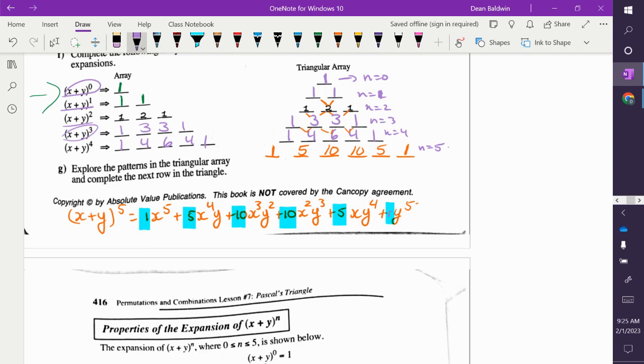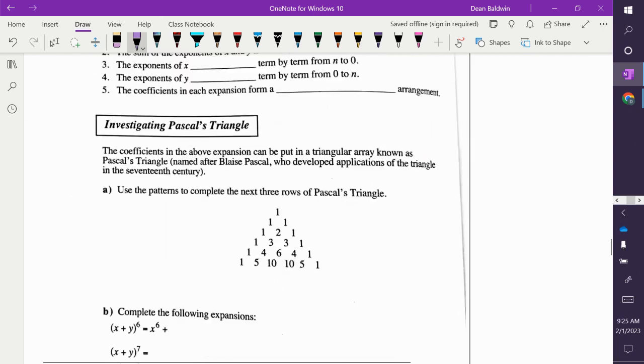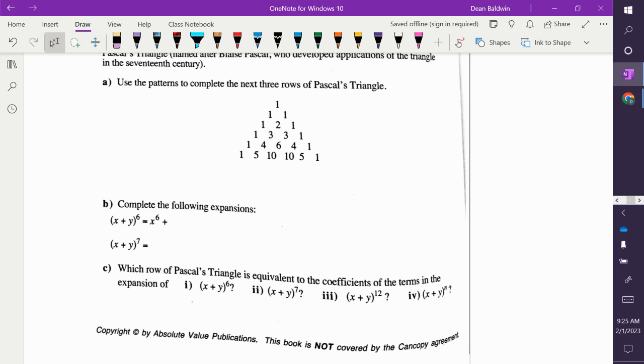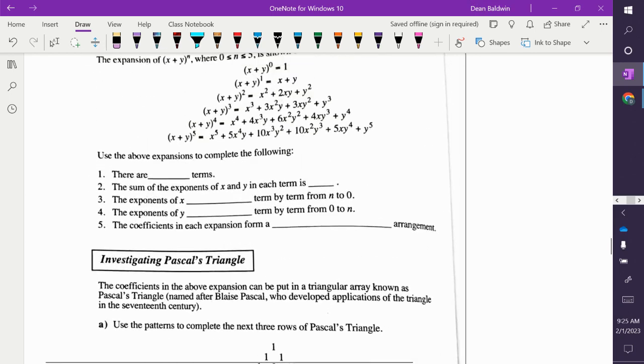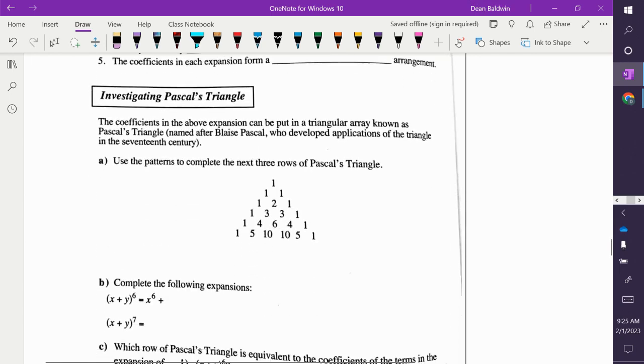if I asked you to expand x plus y to the 7, actually, let's do x plus y to the 6 first, sorry. So this is on the next page, page 416, please.